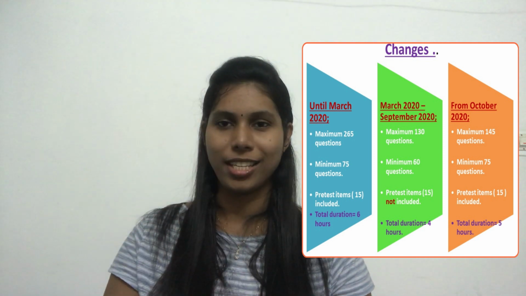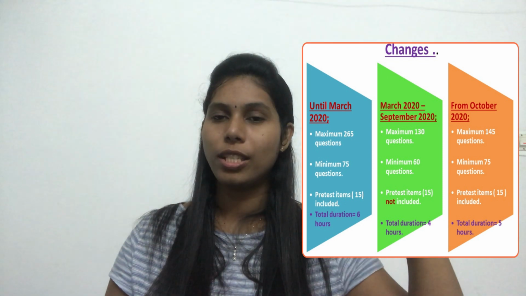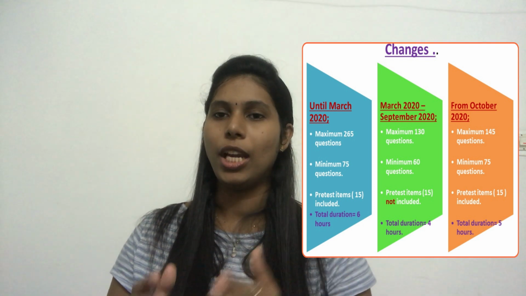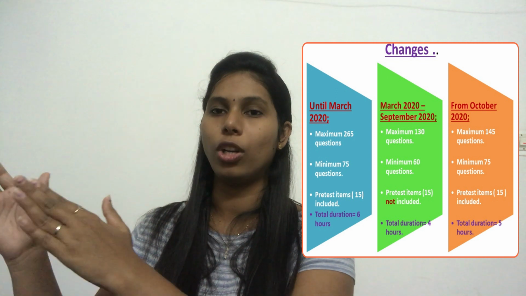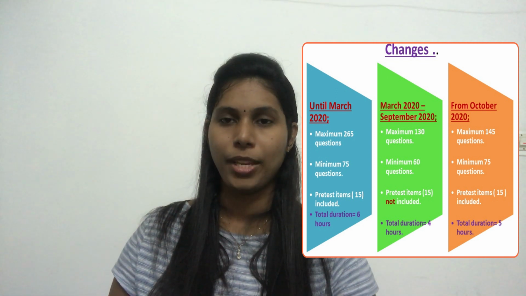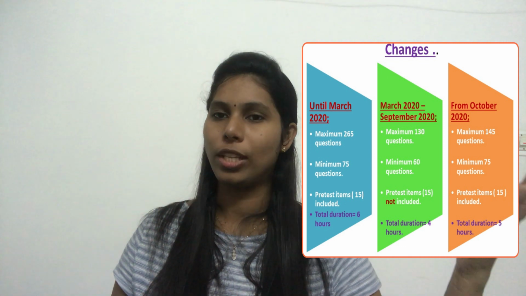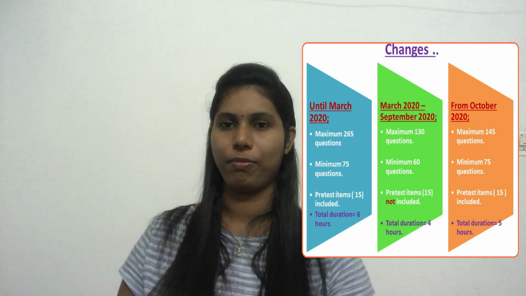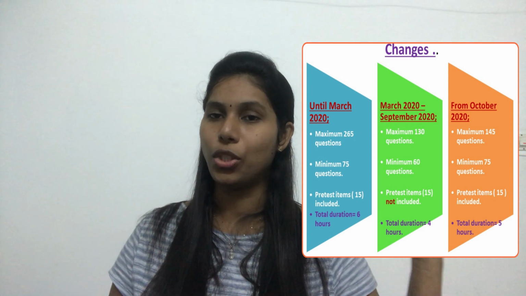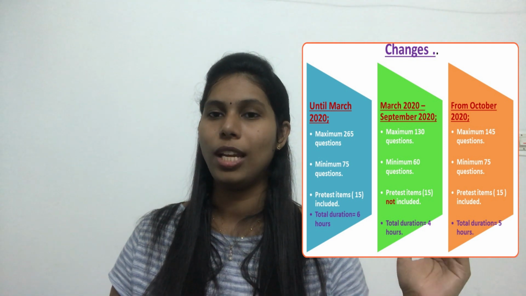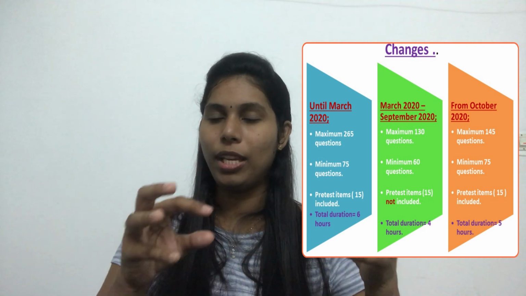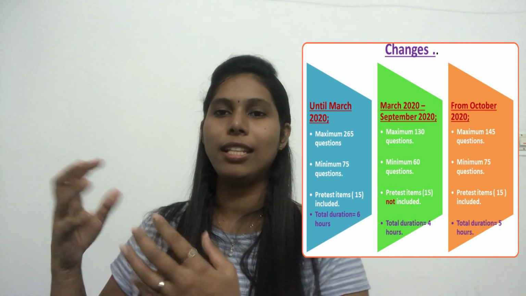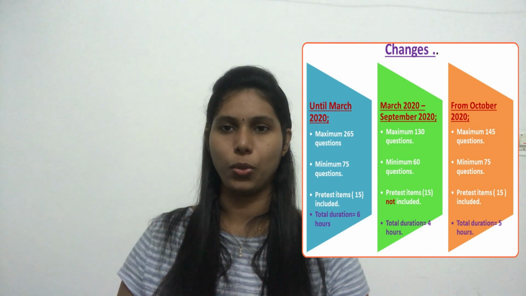See what the main changes are. The duration of the exam was first 6 hours in the original exam, then they decreased it to 4 hours, and now they are going to change it to 5 hours from October 1st, 2020. And the total number of questions, before it was 265, now 130, and from October it will be 145. The pre-test items were there in the original exam before 2020 March, and during this COVID period until September they removed the pre-test items, and now from October onwards they are going to include the pre-test items again.